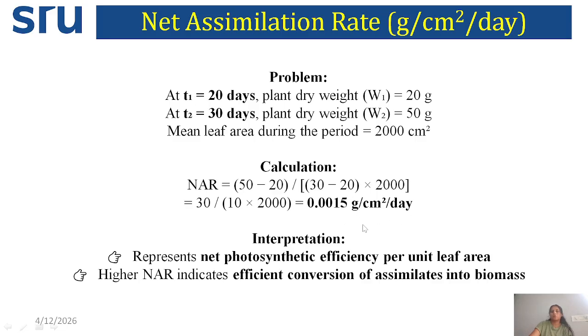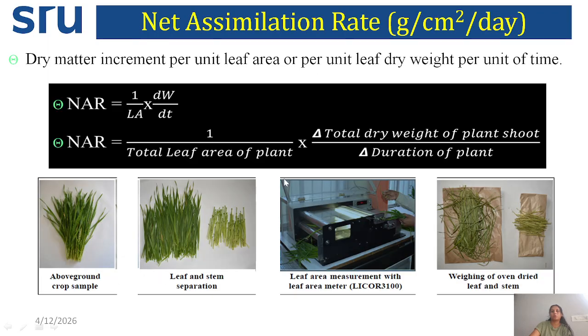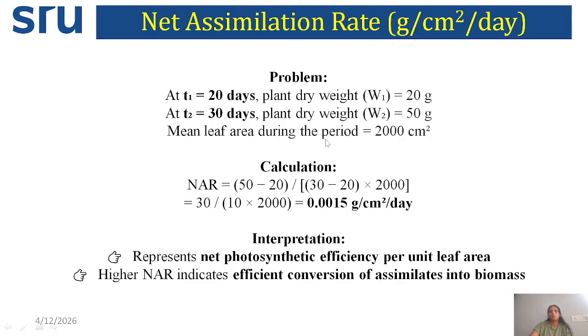This unit is also highly important in most competitive exams. They will directly ask the unit of net assimilation rate. The unit of W is grams and the unit of time is days. The unit of leaf area is centimeter square. That's why it is dry weight in grams per centimeter square of leaf area per day. If you remember this formula, you can easily work out the unit for any plant.